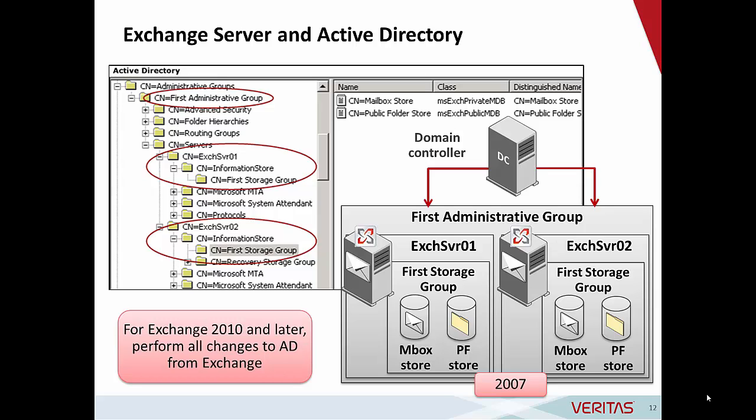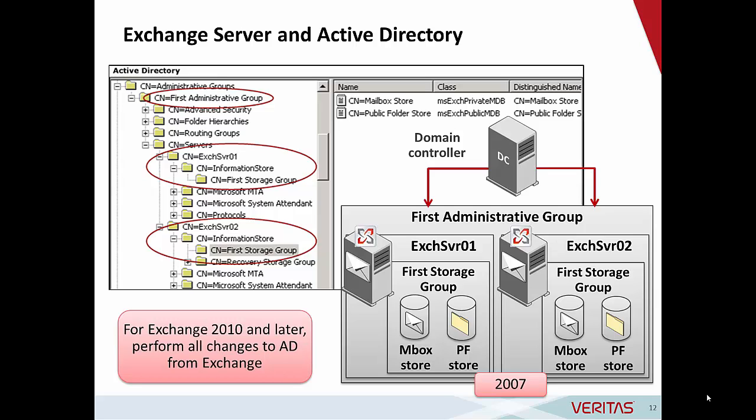This slide shows an example of the tight integration between Active Directory and Exchange. You can see how the Active Directory node can be expanded on the left-hand side and how it corresponds to the Exchange servers on the right. So in this example here, this administrative group has 2 Exchange servers. Each Exchange server has a storage group with a mailbox store and a public folder store. This is a 2007 Exchange version, so we still have the storage group objects. In 2010 and later, the storage groups no longer exist.